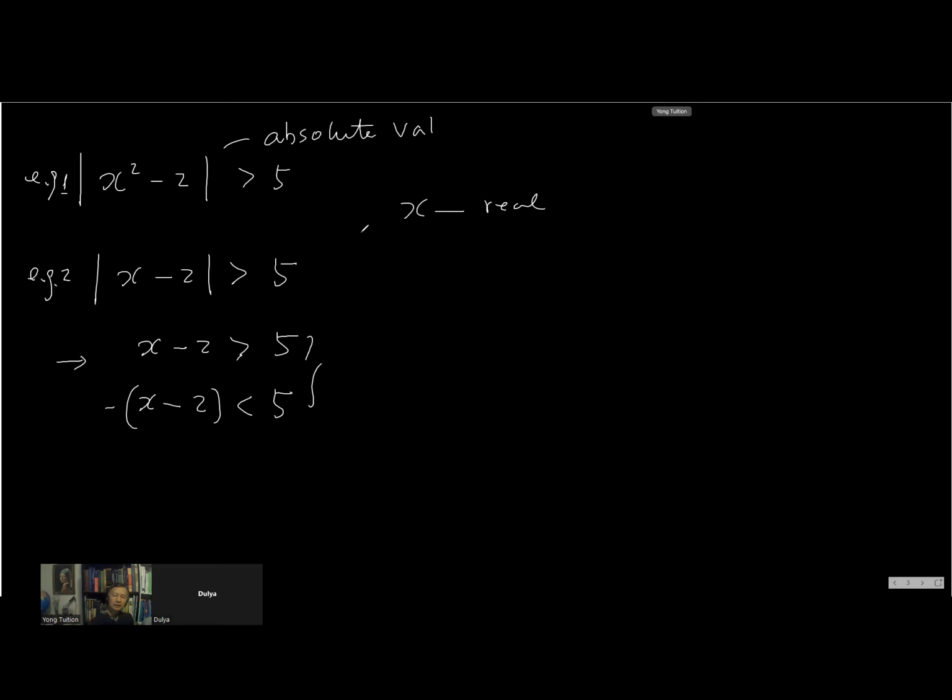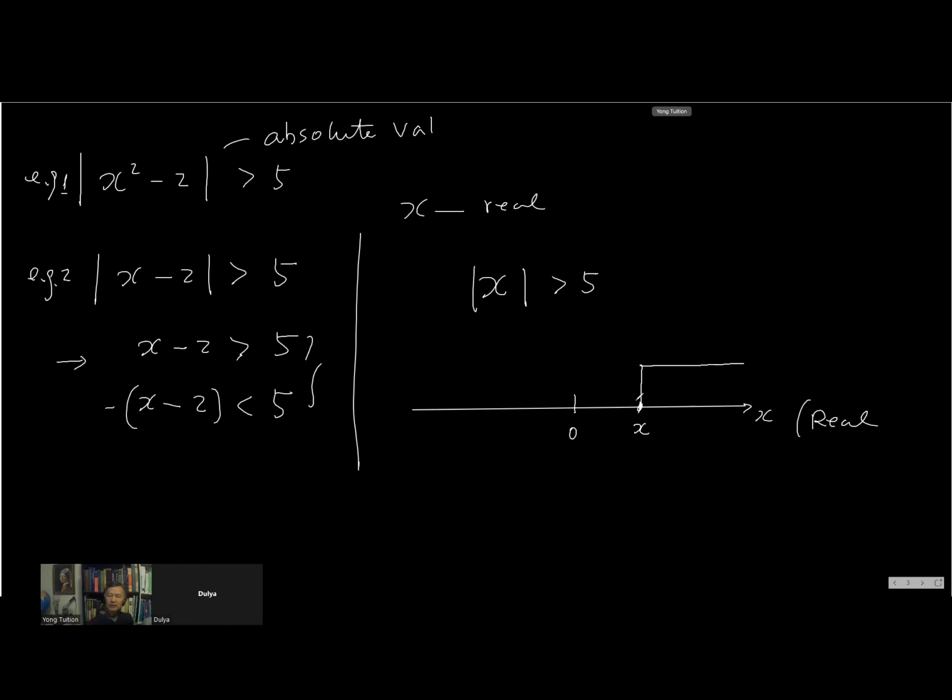If I go to something simpler, how about the absolute value of x is larger than 5? What does that mean? If you follow this idea, this is a real number, just our x-axis. So this is our x. This is just the real numbers. In this case, if you see this constraint, we can rewrite this as two inequalities.